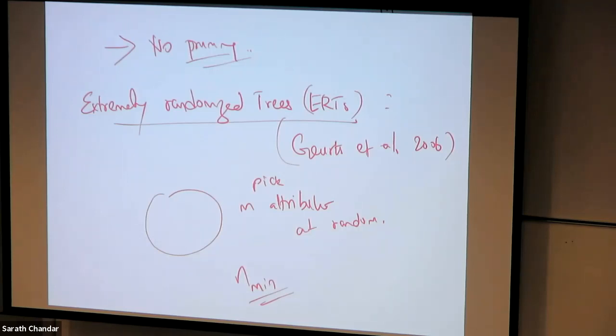Now, the smaller the m is, the more randomized the trees are. So if you pick very few m, you're going to have more randomized trees. You're creating a lot of noise, and then you are also decreasing this noise by combining them. Is it clear?